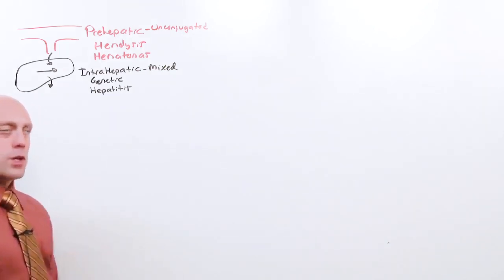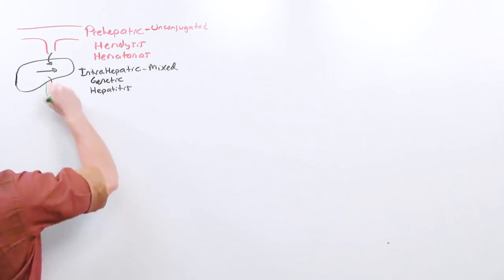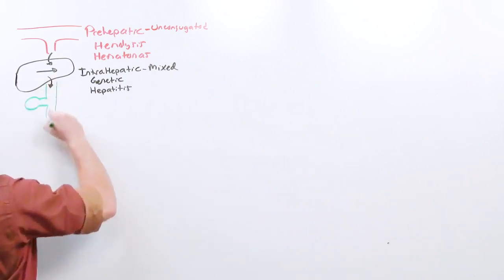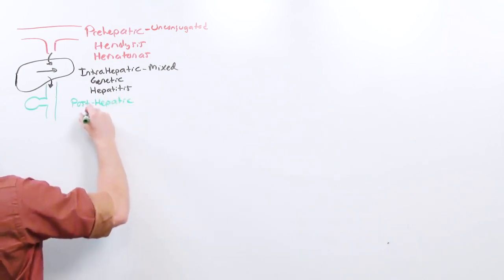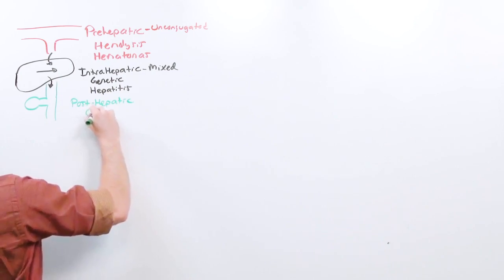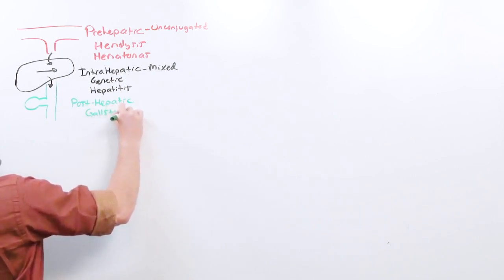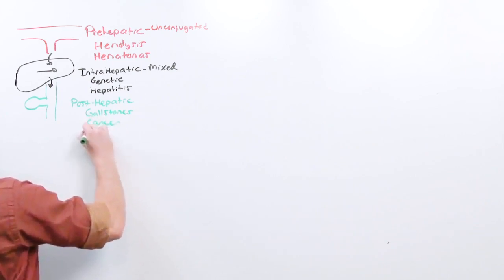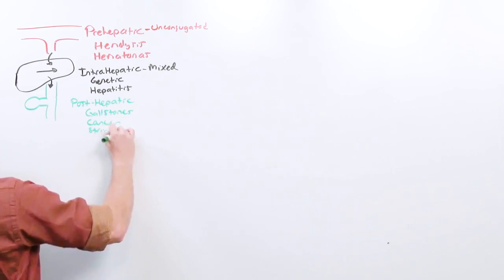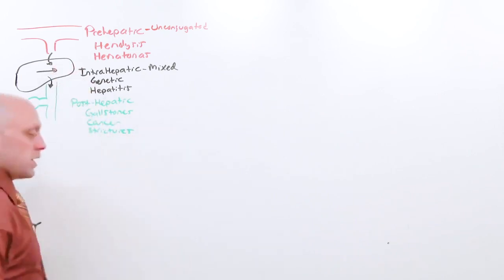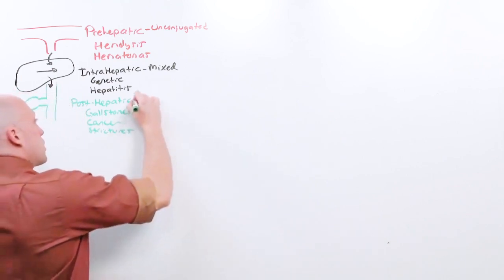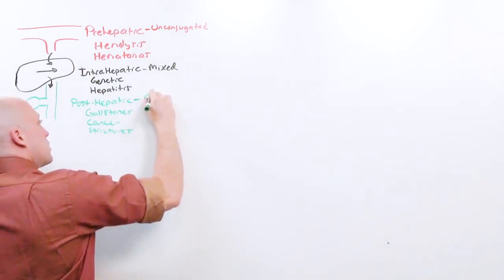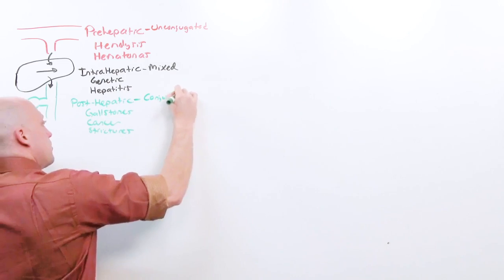And lastly, where we're going to go with this lecture is going to be what happens when you have an obstruction, that is posthepatic jaundice. Posthepatic jaundice is going to be either painful in the way of gallstones or painless in the way of cancer and strictures. Because the liver has conjugated the bilirubin and is trying to excrete it through the stool, an obstruction is going to lead to an elevation of the conjugated or direct bilirubin.